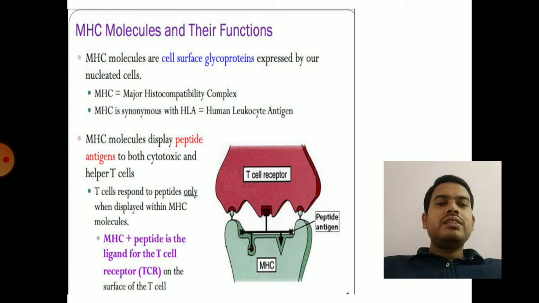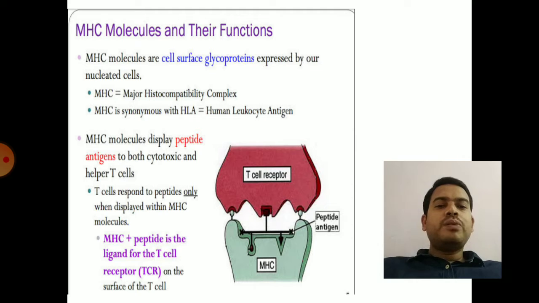So as I mentioned, major histocompatibility complex MHC molecules are cell surface glycoproteins expressed by all nucleated cells. So all the nucleus containing cells, they contain MHC glycoproteins on their surface. So as I mentioned, they present the antigen to T cytotoxic and T helper cells. So as I mentioned, MHC molecules, there are two types, majorly three types, but two types are actively involved in the antigen presentation.